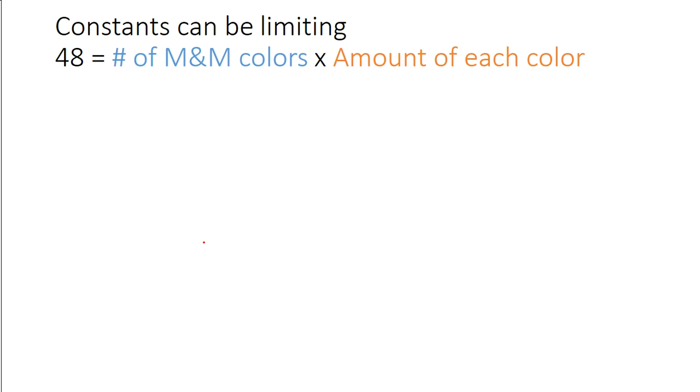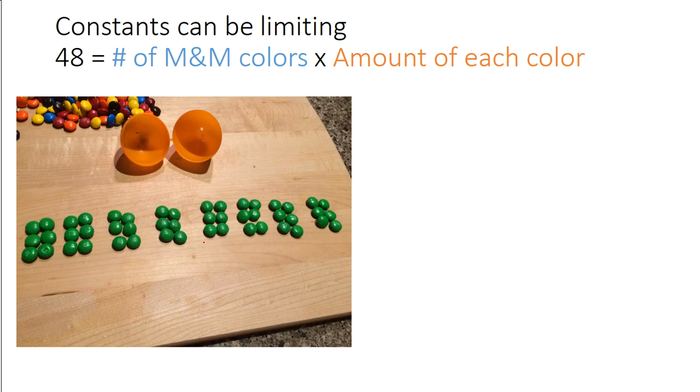All right, so let's get into some things. Before we get into some questions, let's just really briefly review the math of this. Remember that constants can be limiting. We talked about how if in this Easter egg, I can only fit 48 M&Ms, that means the number of M&M colors times the amount of each color has to equal 48. That constant is limiting.